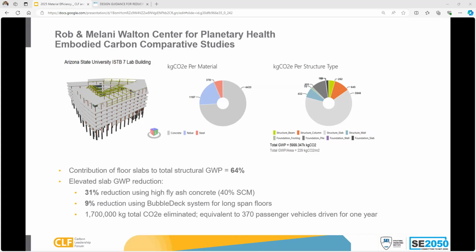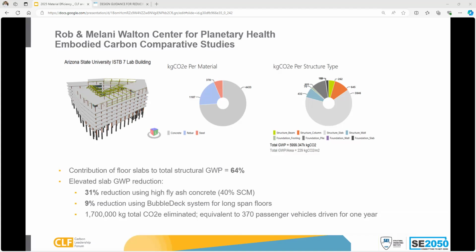And just a final summary slide of embodied carbon reduction from this project. We had two key interventions. One was the voided slab, and one was the high fly ash concrete. The contribution of floor slabs was 64% of total embodied carbon here, which is really a telling story.